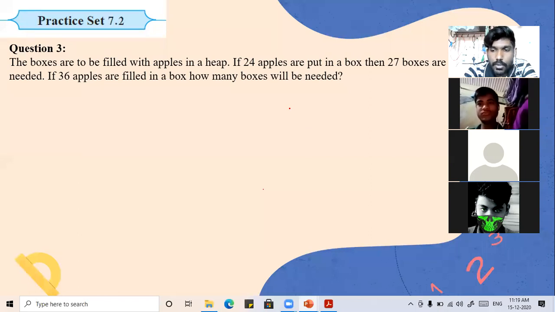So the situation given here is that there are boxes and in the boxes you have to fill apples in a heap.